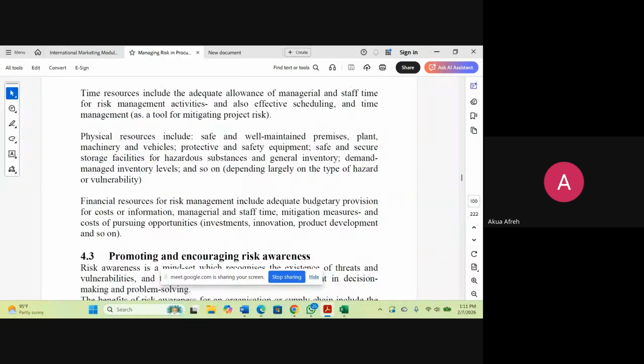If we are going to do audits, we need money to pay the people who are going to do the audits. If we need to do training programs, it requires money. If we need to buy PPEs and all that, we are going to use money. So money is very important. Financial resource is very important when we talk about resources that we use for risk management.